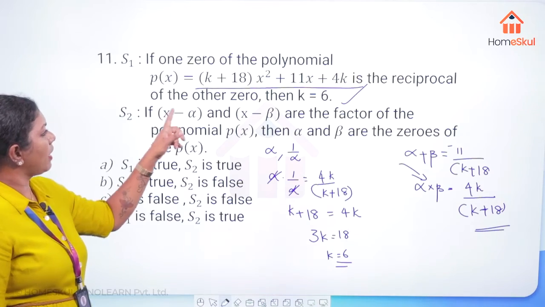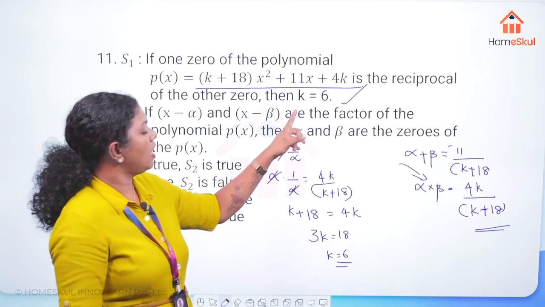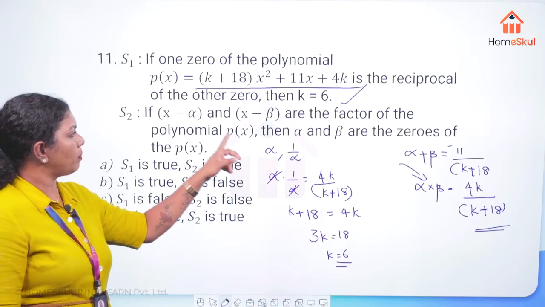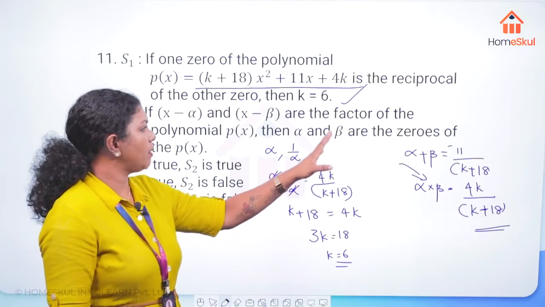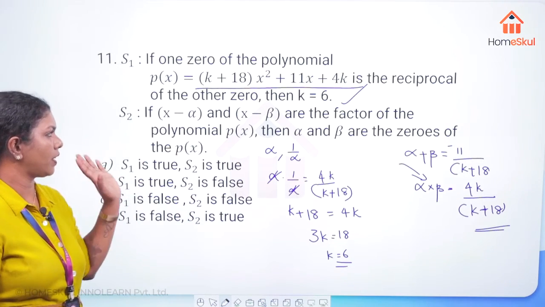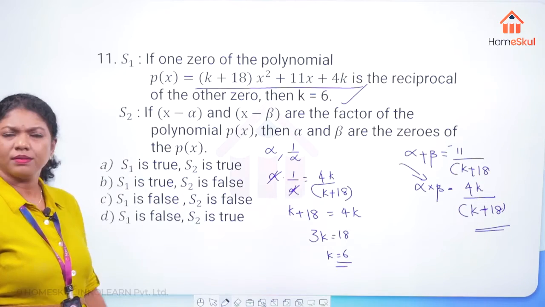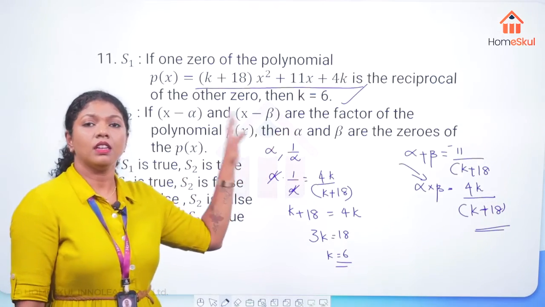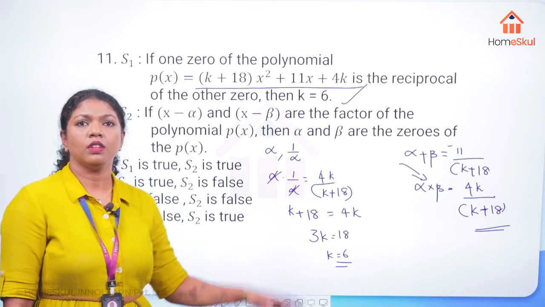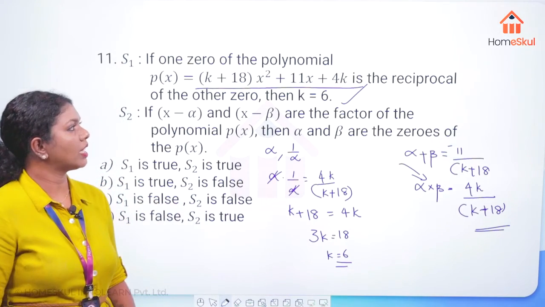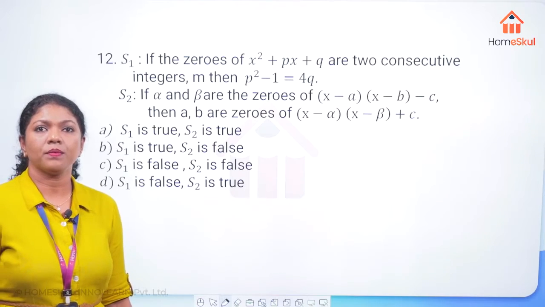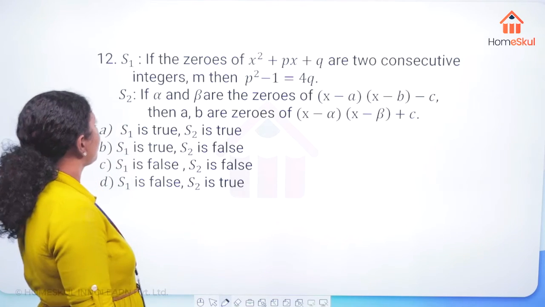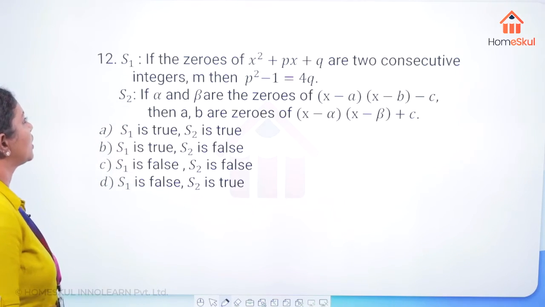Next is x minus alpha and x minus beta are the factors of the polynomial p of x. Then alpha and beta are the zeros of p of x. Same only, no? The factors are there, x minus alpha into x minus beta. Then alpha and beta are the roots. So both are correct. Okay, I'm going to the next question. This is a nice question.